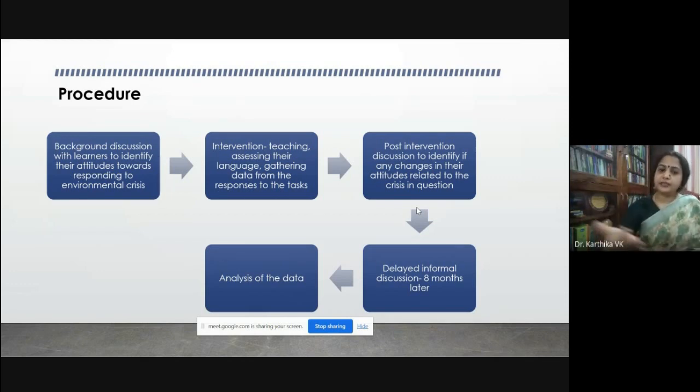Then after this entire teaching got over for the semester, I had a discussion with them to identify any kind of changes in their attitude. So I corroborated that post teaching data with the background discussion data I had in the beginning. Then after 8 months, I went back to them. Some people didn't even want to talk to me. Then I had a discussion with them and I analyzed that data too.